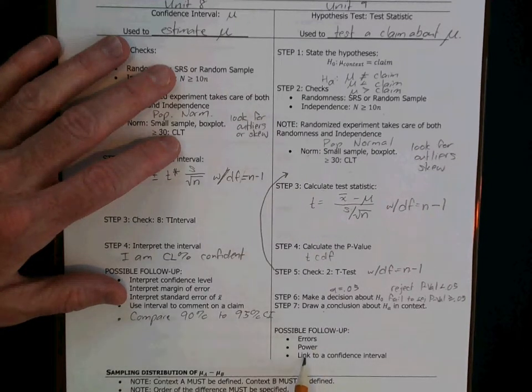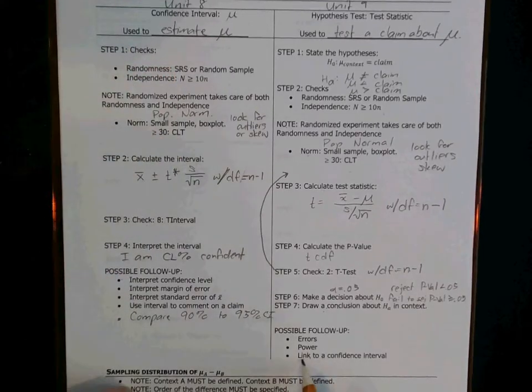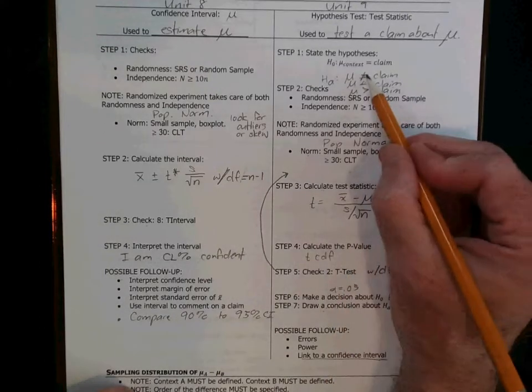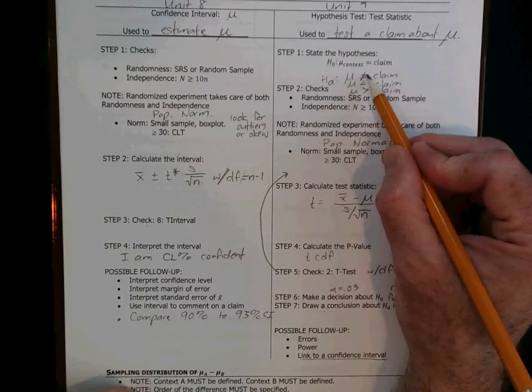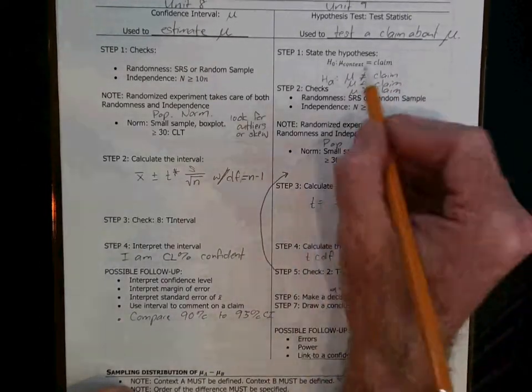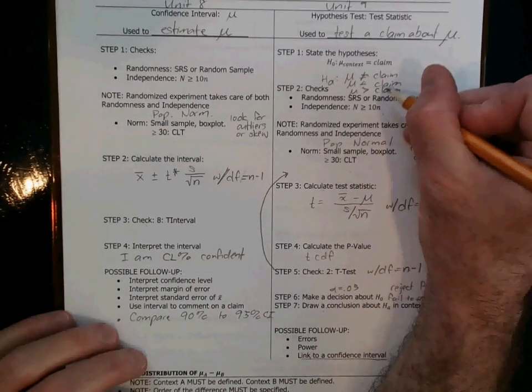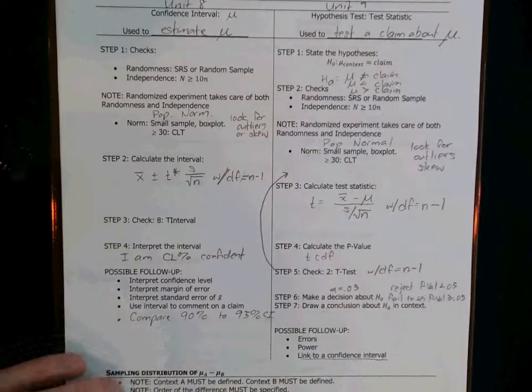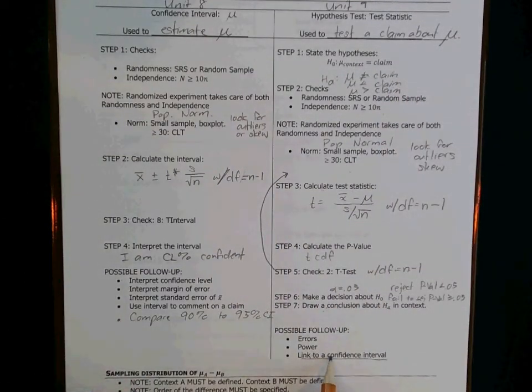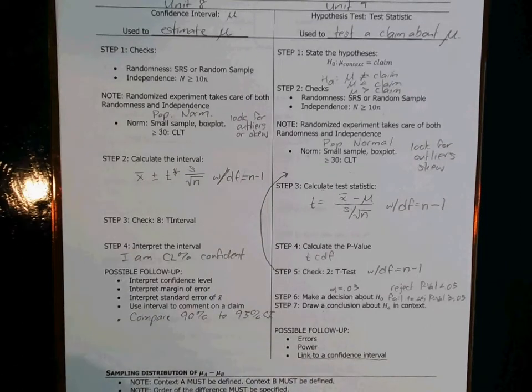You could be asked for a link to a confidence interval. The link to a confidence interval is more direct if the alternate's not equal to. So be careful for that, because a confidence interval has 2 sides. These are both one-sided. This is the 2-sided test. So, yeah, and those are the typical potential follow-ups.